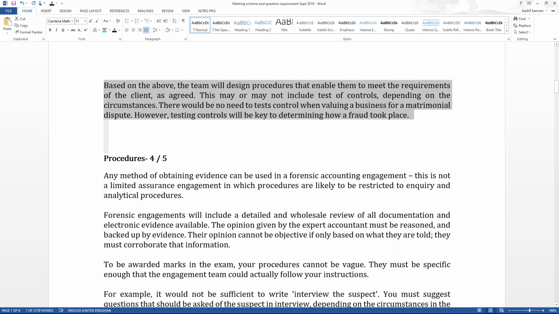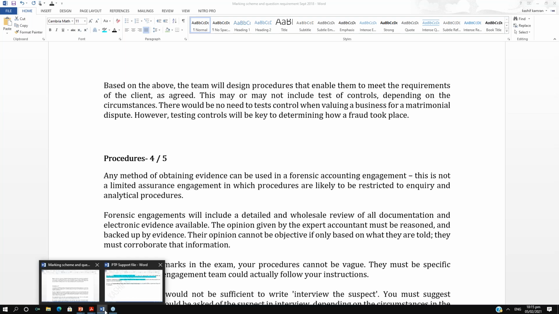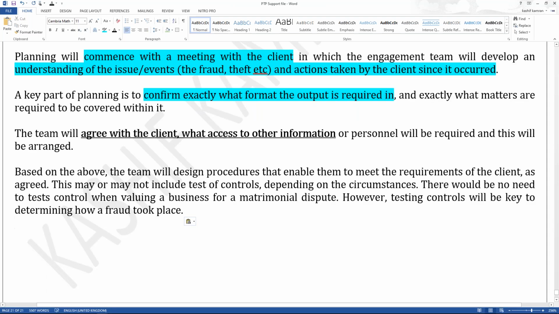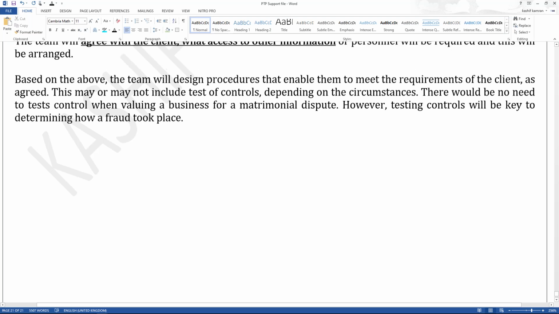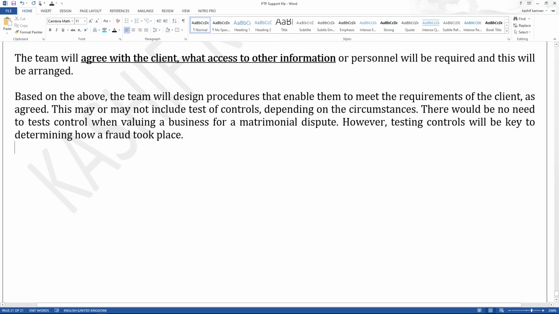Before we wrap up this page, the last paragraph: based upon the above, the team will design procedures that will enable them to meet the requirement of the client. So the team will design the procedures. How will they gather evidence about who did it, how it happened, and the amount of loss? This may or may not include the test of controls, depending upon the circumstances.